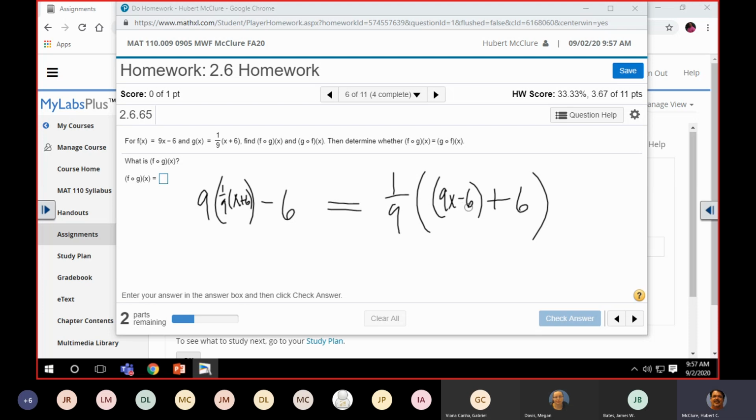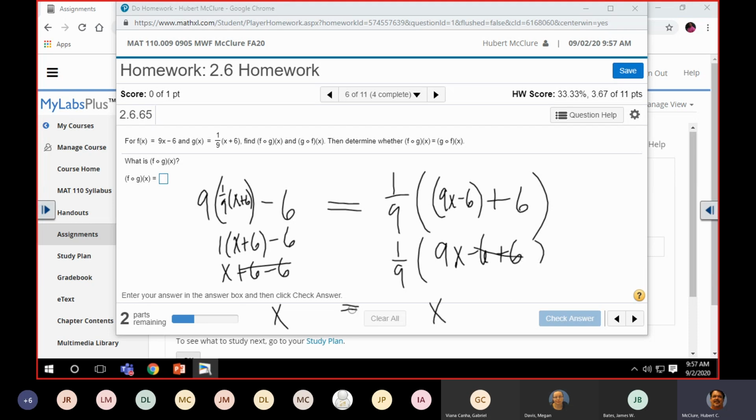So what's 9 times 1/9? 1. 1 times x plus 6 minus 6. x plus 6 minus 6 is x. What's 1/9 times 9? Well, you've got to do the inside first. 1/9 times 9x minus 6 plus 6 is 1/9 times 9x, so they are equal.